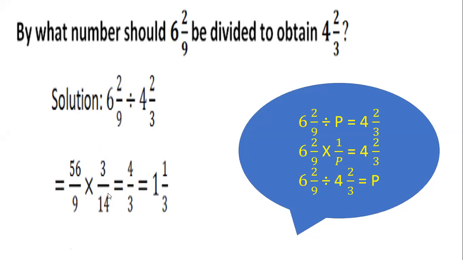Children, we get here that in 3's table 9 goes 3 times. 56 and 14 also get cancelled out by the table of 7. So here we get 4 by 3, which is 1 1 by 3. I hope this is clear, children.